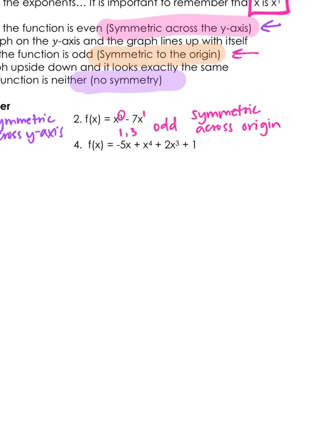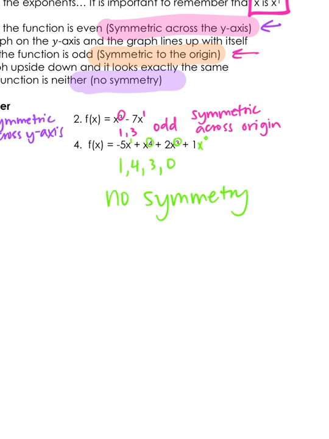And then looking at our last example, I've got 5x to the 1, I've got x to the 4, x to the 3, and then this last one is x to the 0. So I've got 1, 4, 3, and 0. I've got odds and evens, so once again, this is no symmetry.